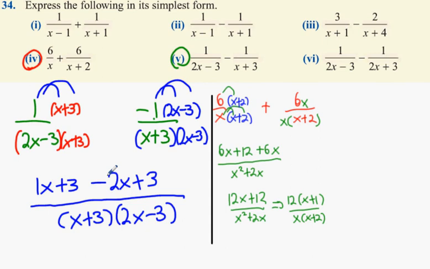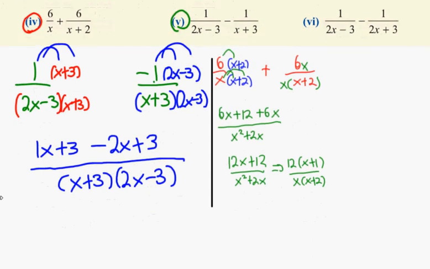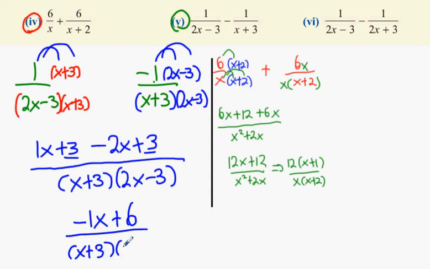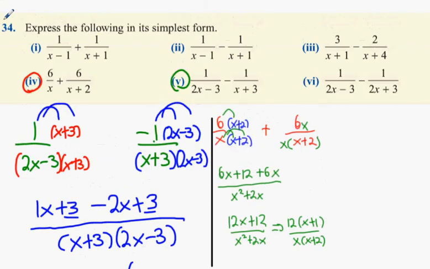Okay, what happens to the top? Minus 1x and 3 plus 3, 6, and then on the bottom x plus 3 and 2x minus 3. So that's your answer for that one. Everybody okay with these ones? Okay, I reckon you'll give them a good go.